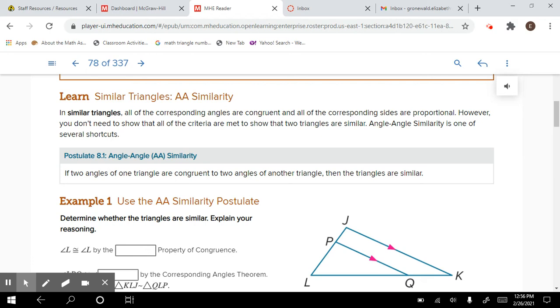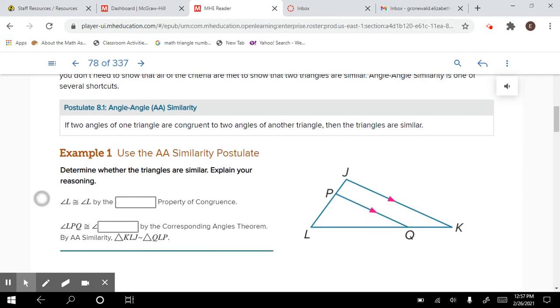The other thing that you're going to need in order to show two triangles are similar using the angle-angle similarity is your definitions of angles. So things like vertical angles or corresponding angles or alternate interior angles. So you really have to know those definitions in order to pick those out on your diagram.